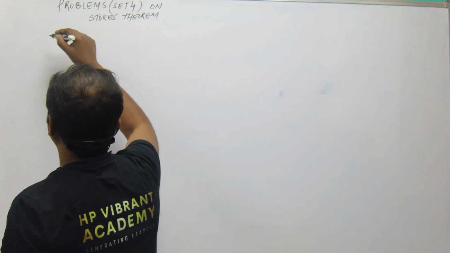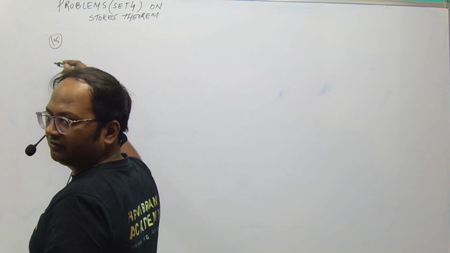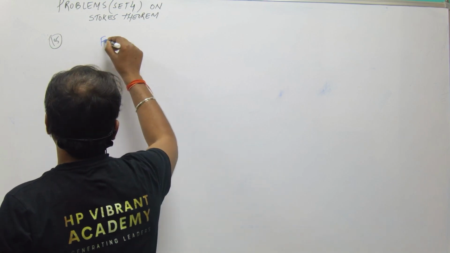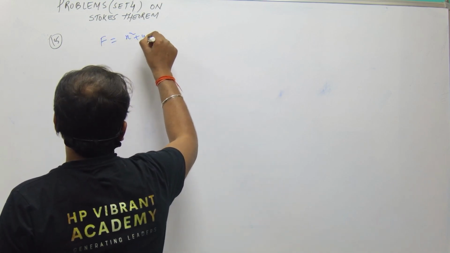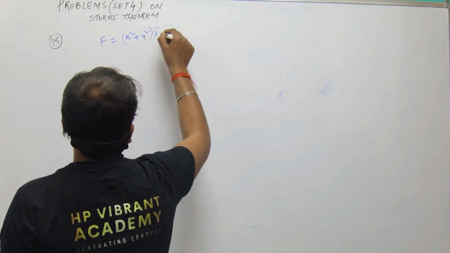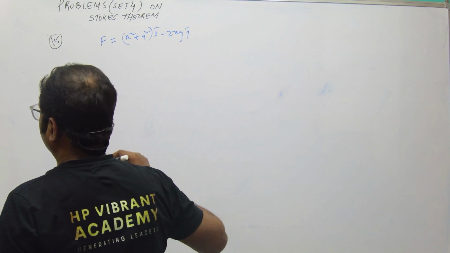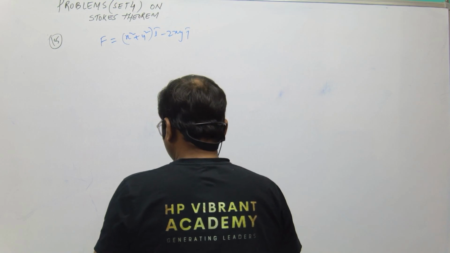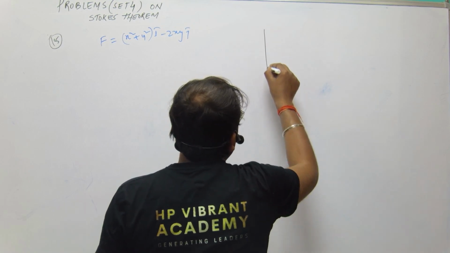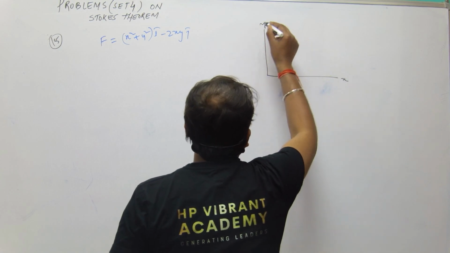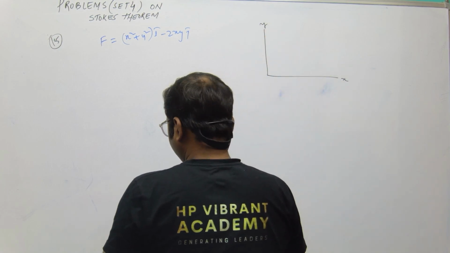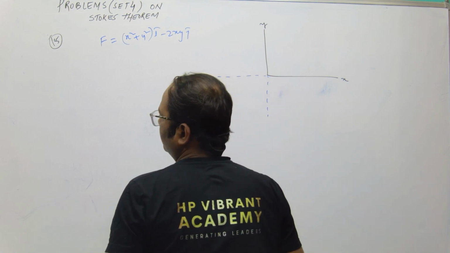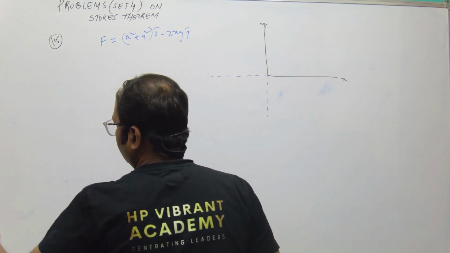So in question number 15, we have to verify Stokes theorem. The value of F is given as F is equal to (x square plus y square) i cap minus 2xy j cap, taken round the rectangle bounded by. So we have the rectangle like this. Let us draw the coordinate axis first. This is our coordinate axis, this is x and this is y.